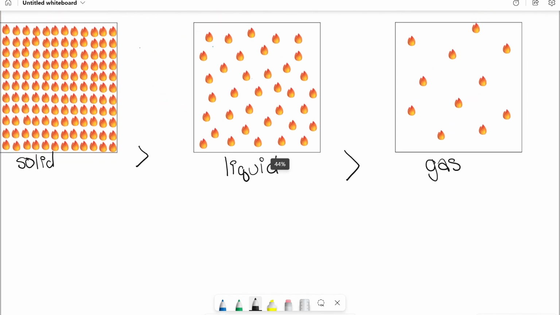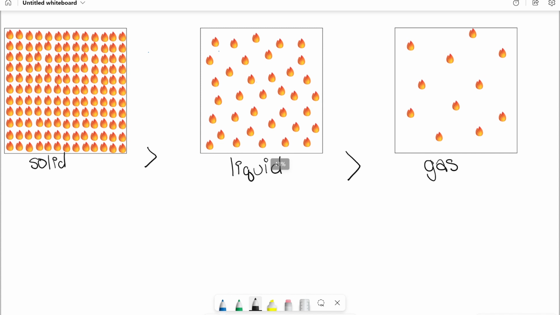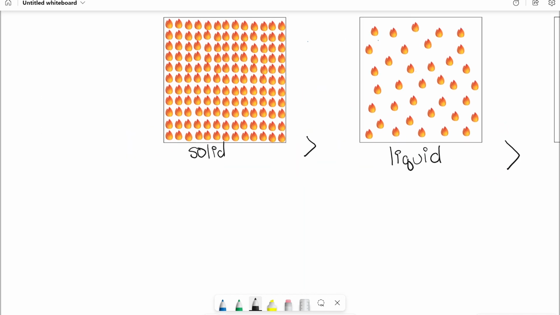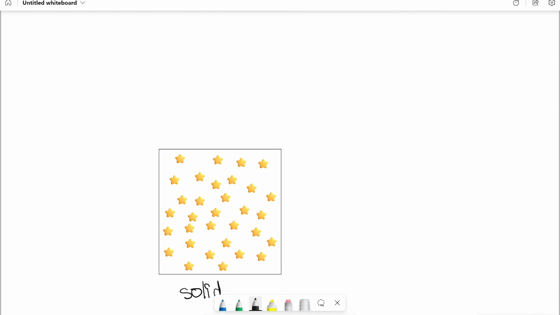Now that is if you have the same type of molecule in the same volume, but at different phases. You're going to have a solid greater than liquid greater than gas. But you can also compare densities of two different molecules, and those densities are going to look very different.